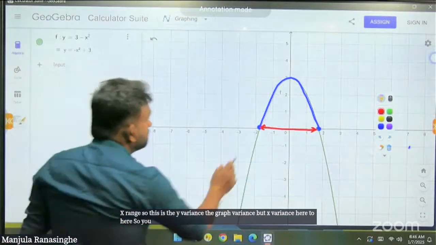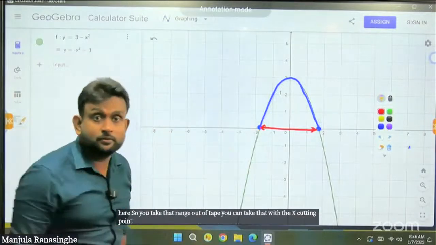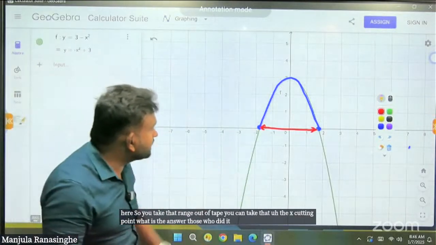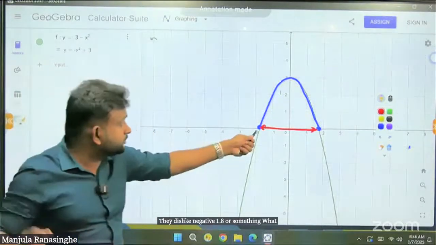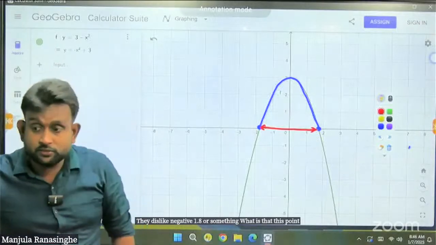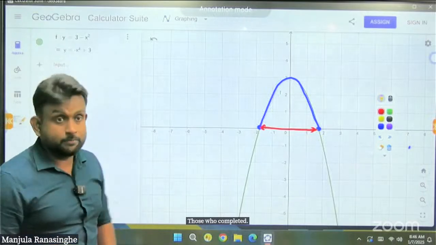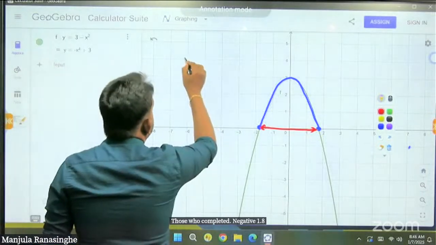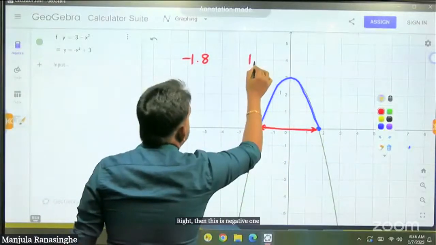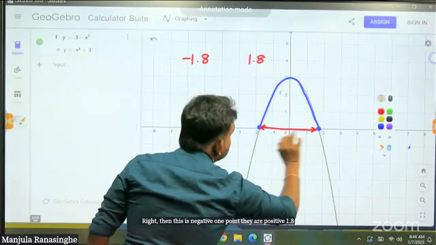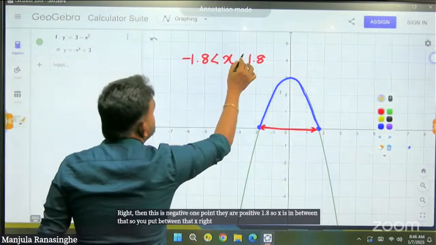How to take it? You can take the x cutting points. What is the answer? Those who did it, it is like negative 1.8 or something. What is that? This point. What is the answer you got? Those who completed: negative 1.8. Very good. And the other is positive 1.8. Then this is negative 1.8, that is positive 1.8. So x is in between that. So you put x between that, and open the sign towards here.